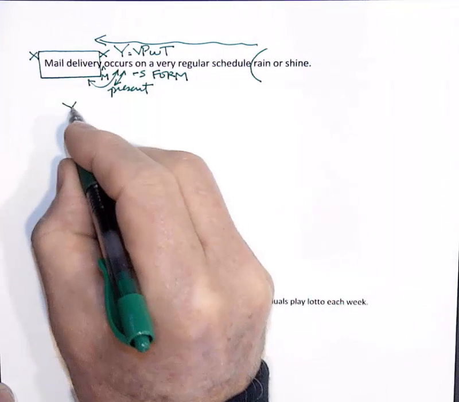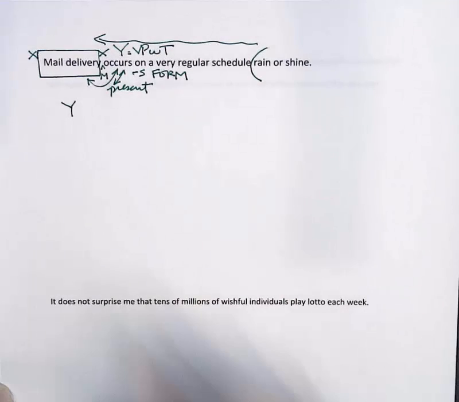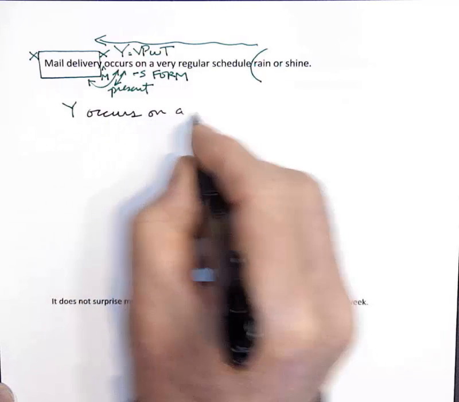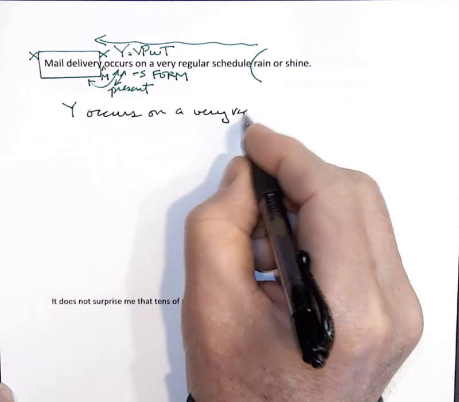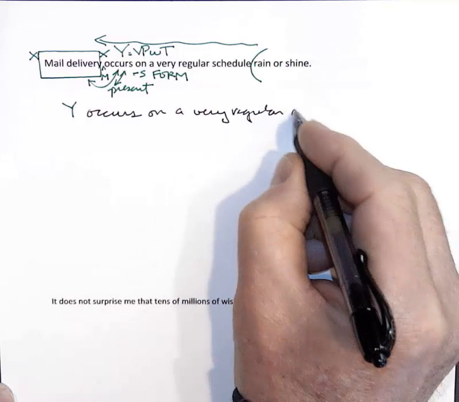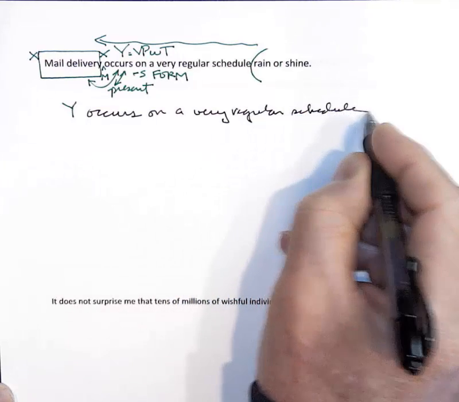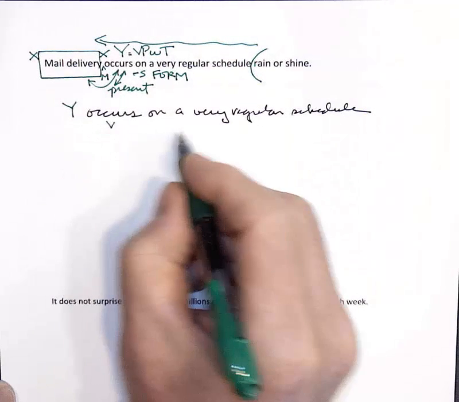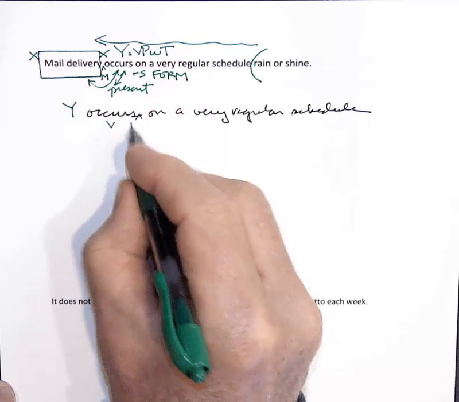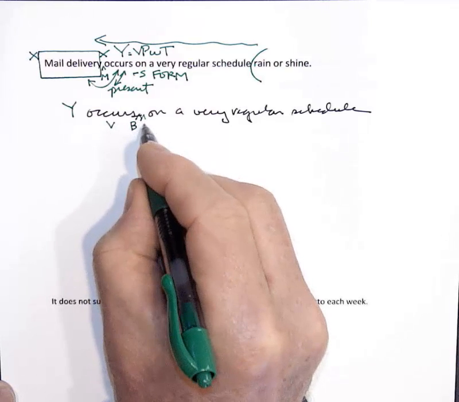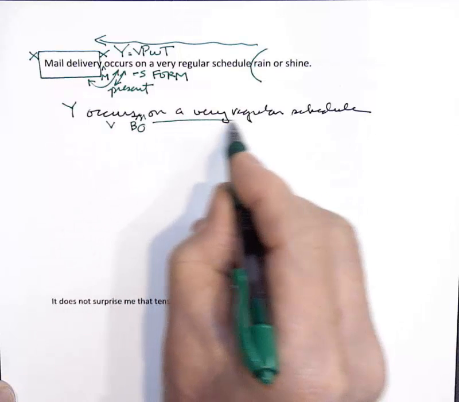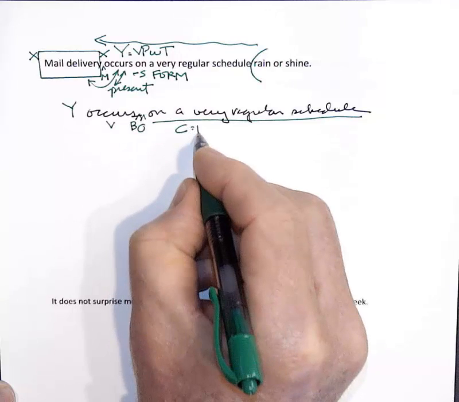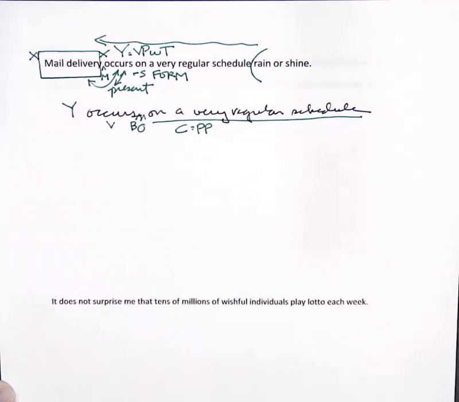Let's rewrite the Y. Occurs on a very regular schedule. Occurs is the verb. Particle place is empty. Object place is empty. On a very regular schedule is the complement. It's a prepositional phrase.